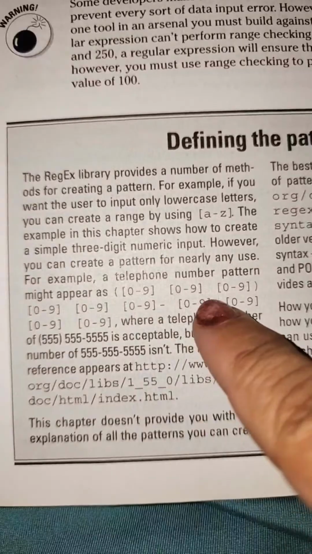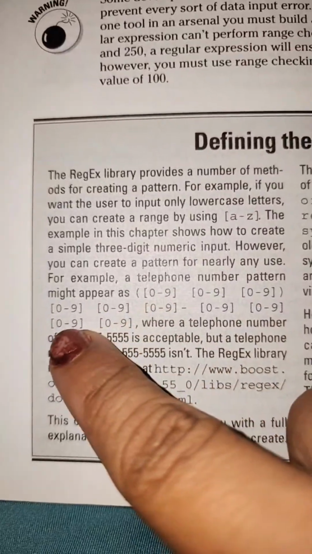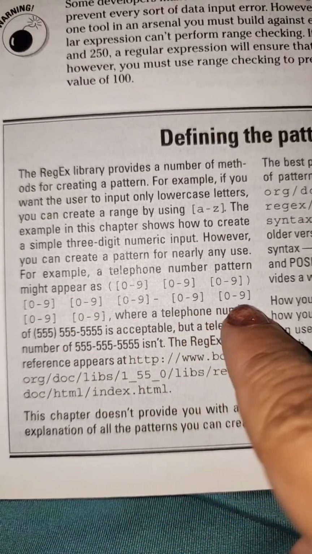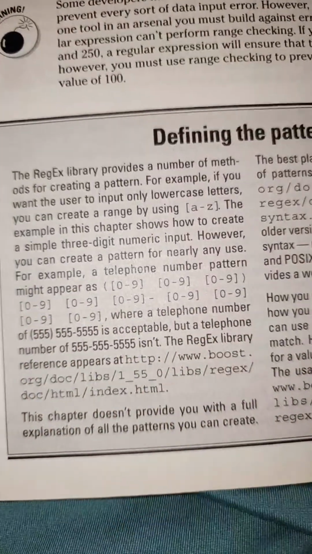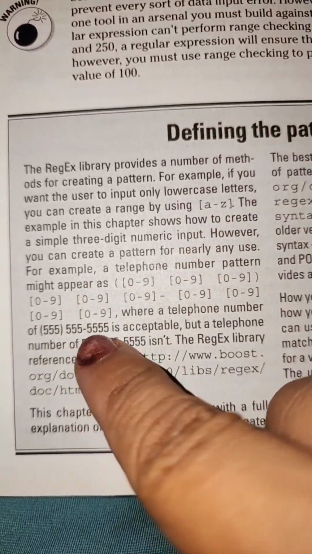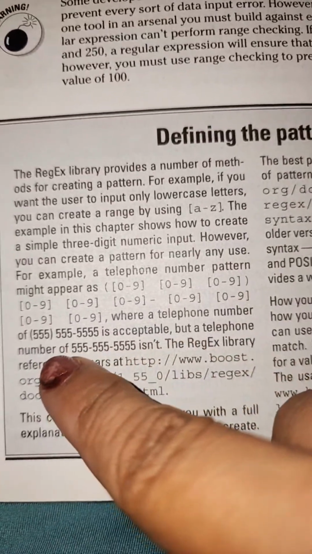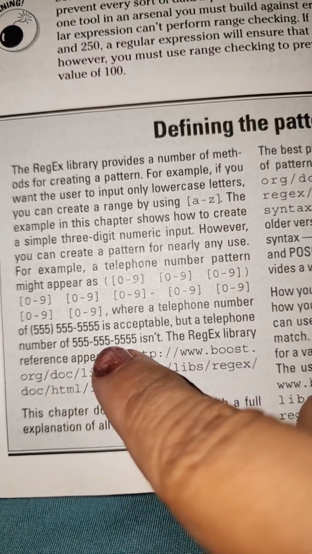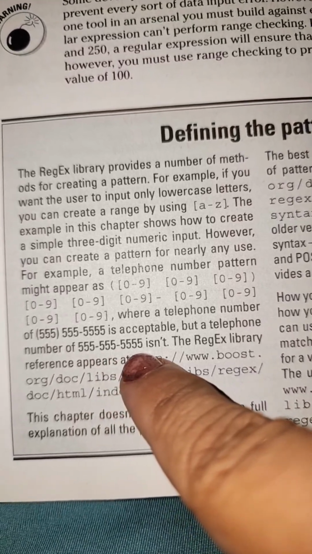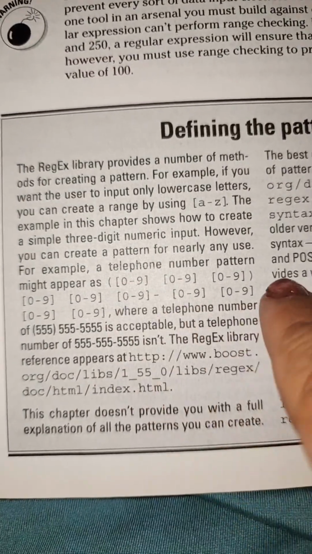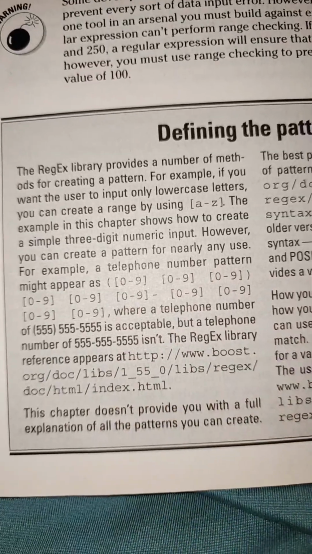0 through 9, repeated for each of the ten digits, where a telephone number of 555-555-5555 is acceptable, but a telephone number of (555) 555-5555 is not. Okay, because it has the parentheses. I see, yeah. That's a good idea.